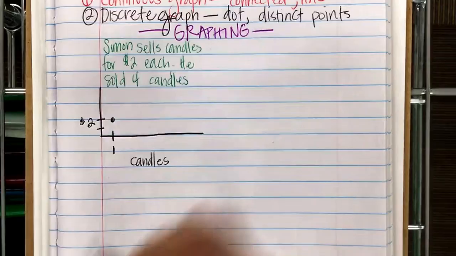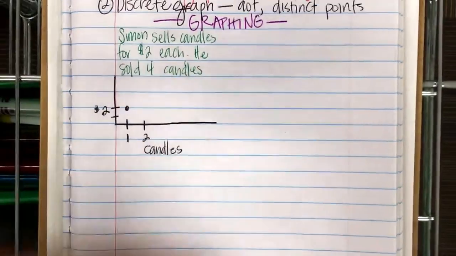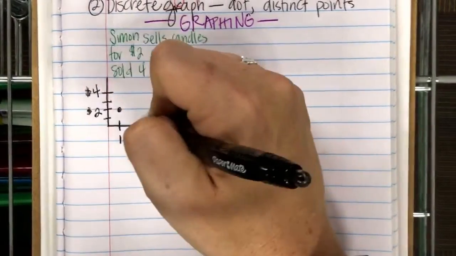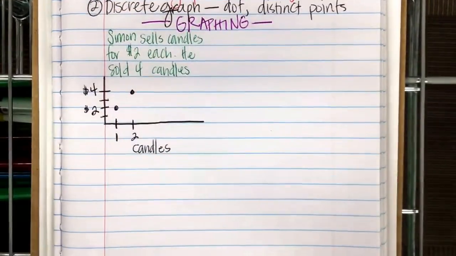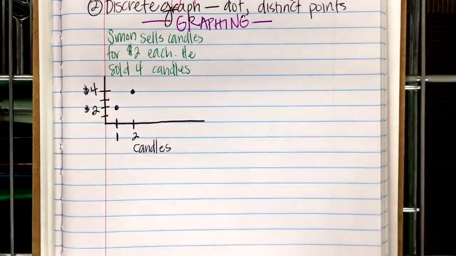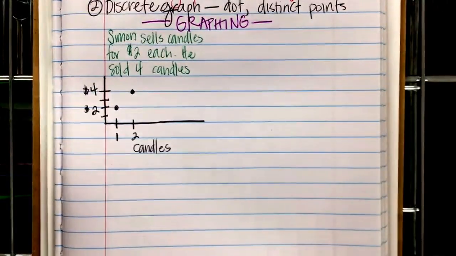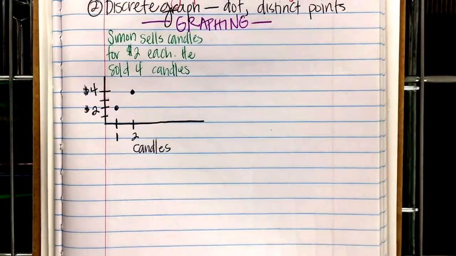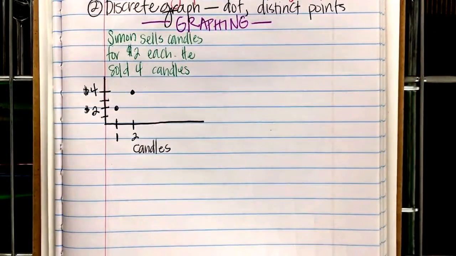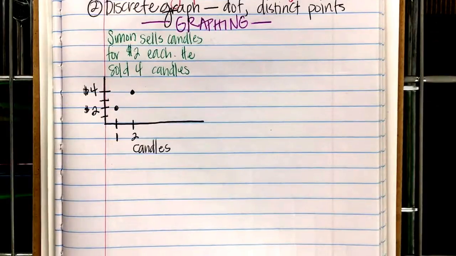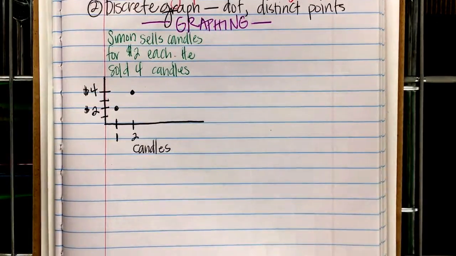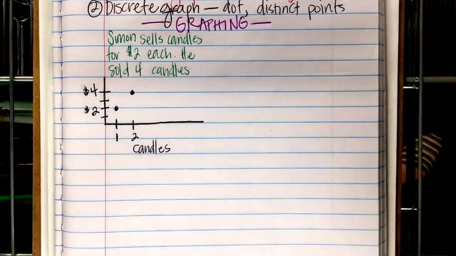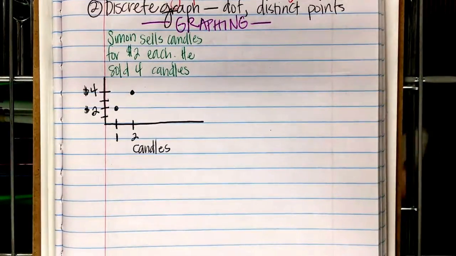If you went up to Simon and you said, hey, Simon, I want 2 candles, what's Simon going to say? That's $4. If you went up to Simon and you said, Simon, I want 2.7 candles, what's Simon going to say? Get out of my house. Right, get out of here, you crazy pants. I don't sell 2.7 candles. You can get 2 candles or you can get 3 candles. Nothing else. Right? Selling candles is a distinct, individual process.